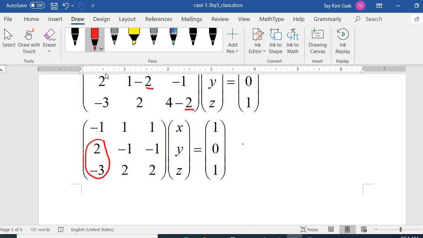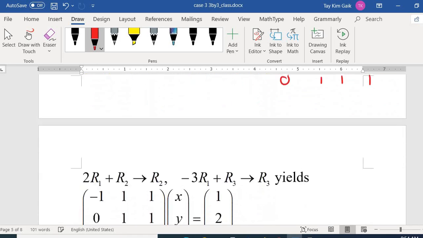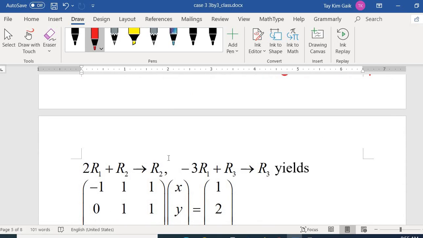So you use the same operation, which is 2 times row 1 added to row 2. So negative 2, 2, 2, this is 0. So 2, negative 1, 0. So this one is 1. So you add up together. Negative 2 plus 2 you got 0. 2 minus 1, 1. So 1 added with 0. So you got the second row: 0, 1, 1, 2.